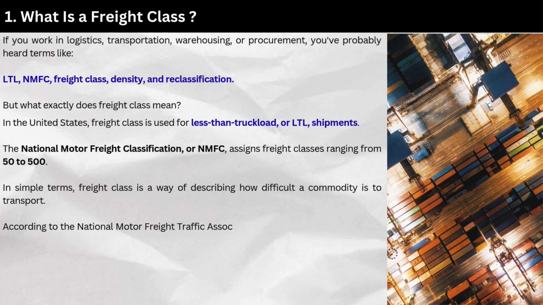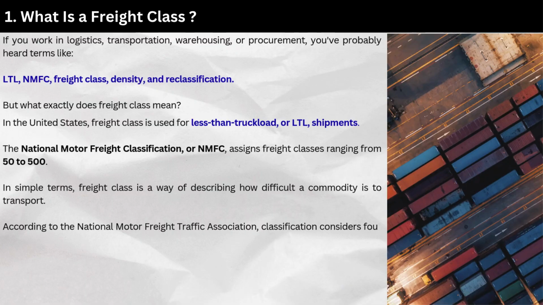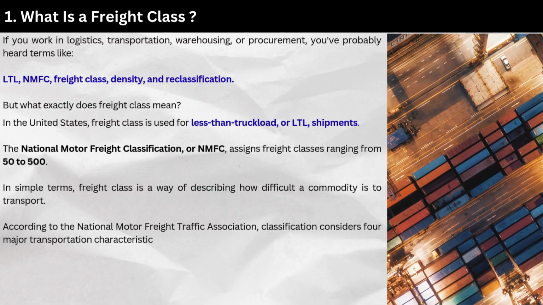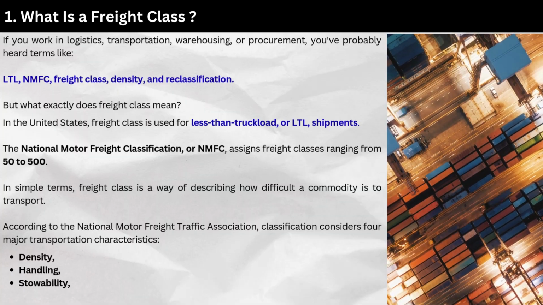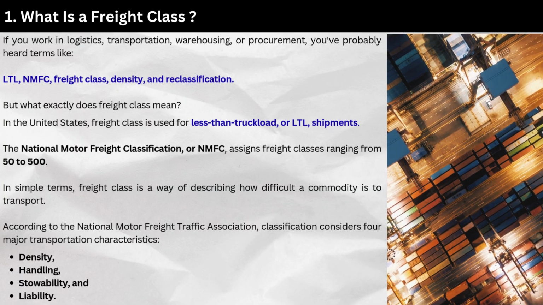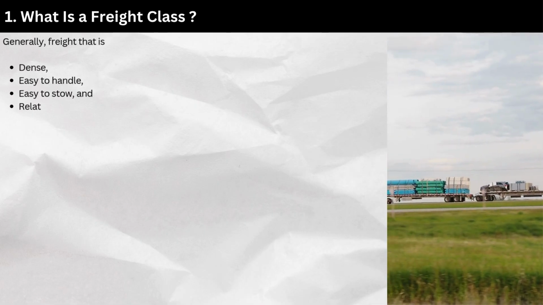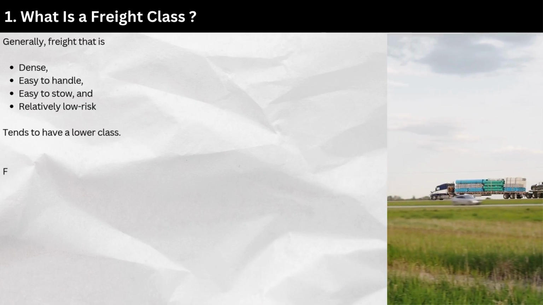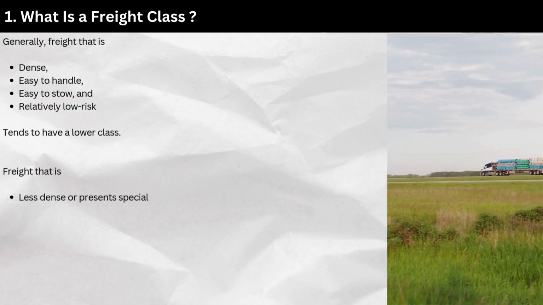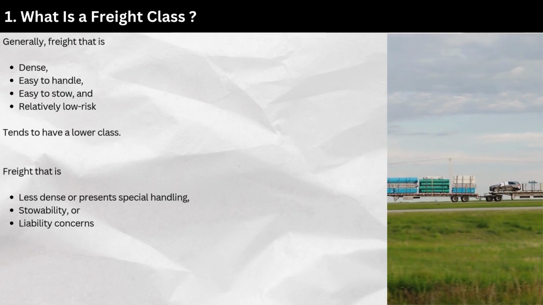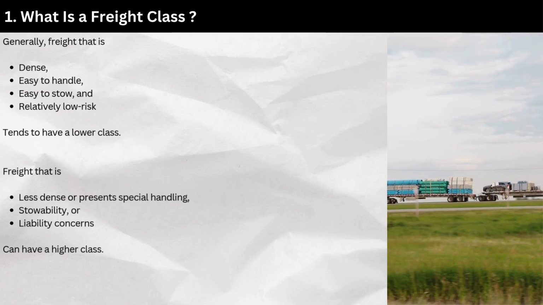According to the National Motor Freight Traffic Association, classification considers 4 major transportation characteristics: density, handling, stowability, and liability. Generally, freight that is dense, easy to handle, easy to stow, and relatively low risk tends to have a lower class. Freight that is less dense or presents special handling, stowability, or liability concerns can have a higher class.